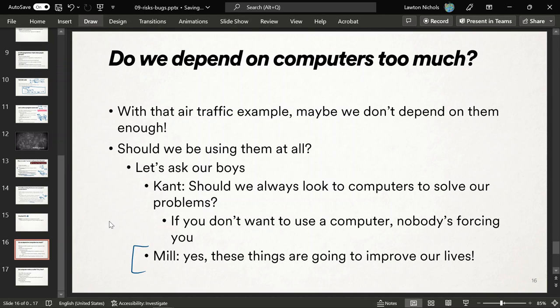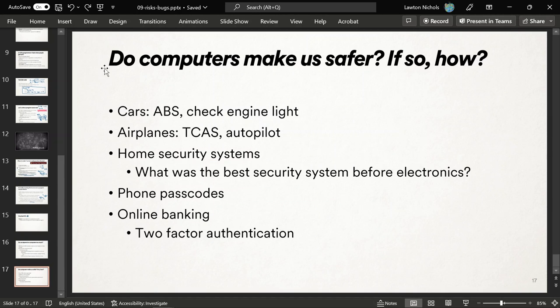And then Mill would maybe say yes. I think I could most easily prove that Mill would say yes. It's pretty obvious that if we didn't have computers and this kind of technology that we have today, our quality of life would not be as good. I think it's pretty agreed upon that the quality of life today is a lot better than it was a few decades ago, and part of that is thanks to all the technology and computers that we've developed in the meantime. Okay, so that's my thinking there. Again, you can come up with your own response.